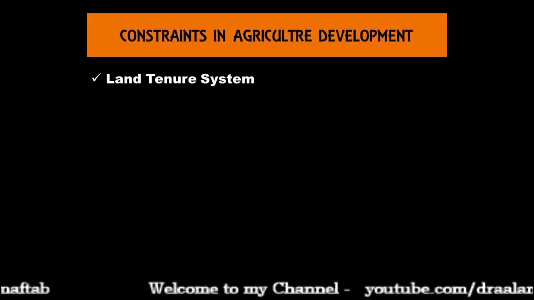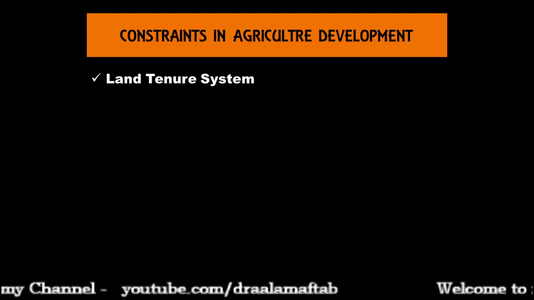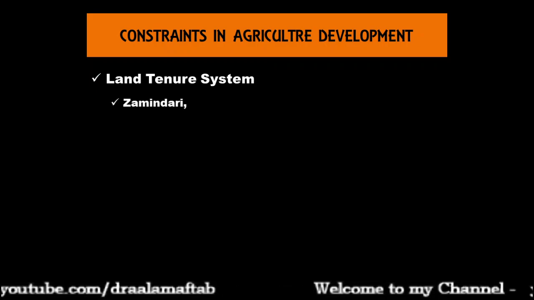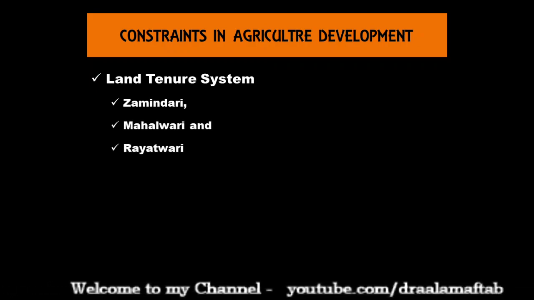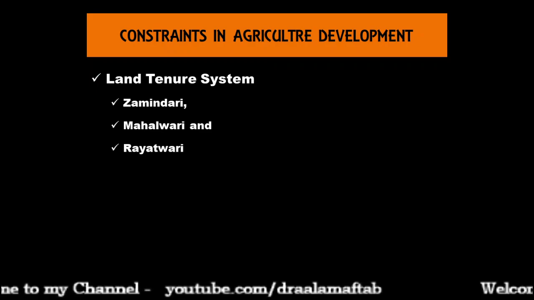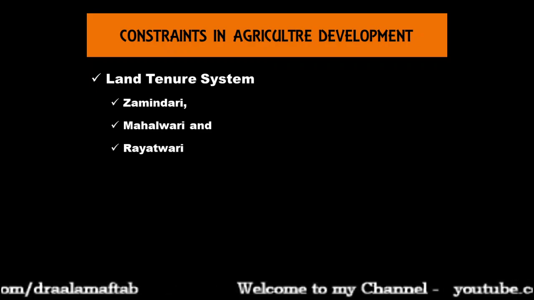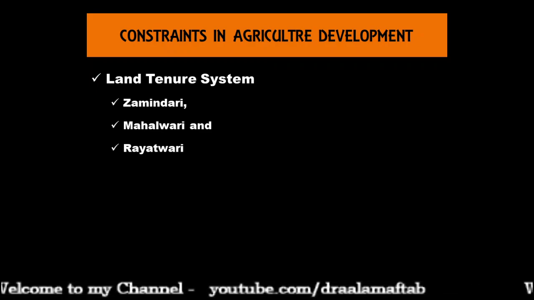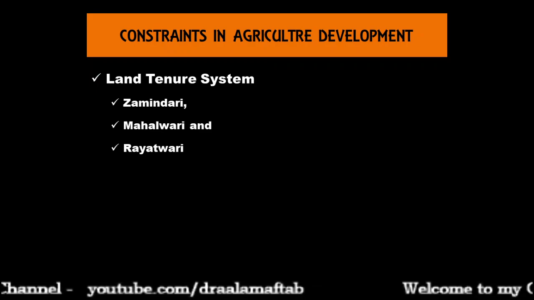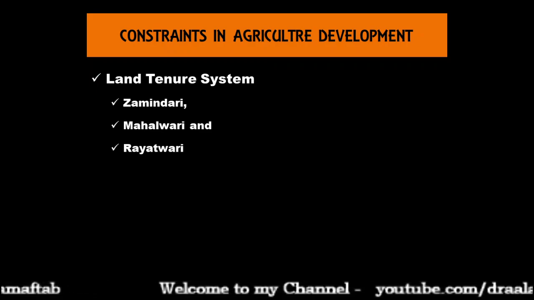Under British rule, there were 3 main types of land tenure system in India. They were Zamindari, Mahalwari and Rayatwari system. In the pre-independence period, most tenants suffered from insecurity of tenancy. They could be evicted anytime. However, various steps have been taken after independence to provide security of tenancy.